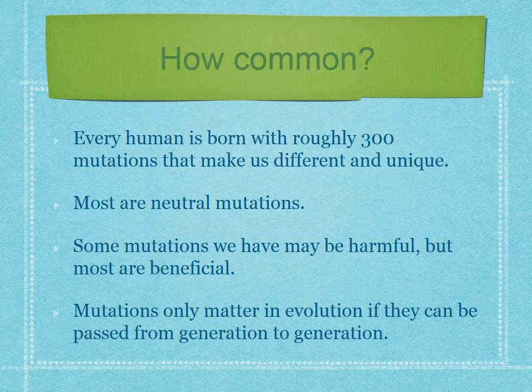So every human is born with roughly 300 mutations that make us different and unique. Most are going to be neutral. We're not going to see it affect us at all. Some mutations we have may be harmful, but when we look at most mutations, they are going to be beneficial. And mutations only matter in evolution if they can be passed from generation to generation. So some mutations, like if you talk about altering your genes in a certain way, might not be able to pass on. So the only time a mutation really matters with evolution is when they can be passed on from generation to generation.